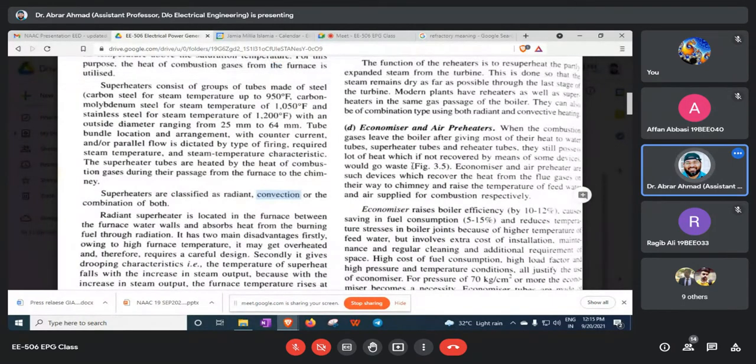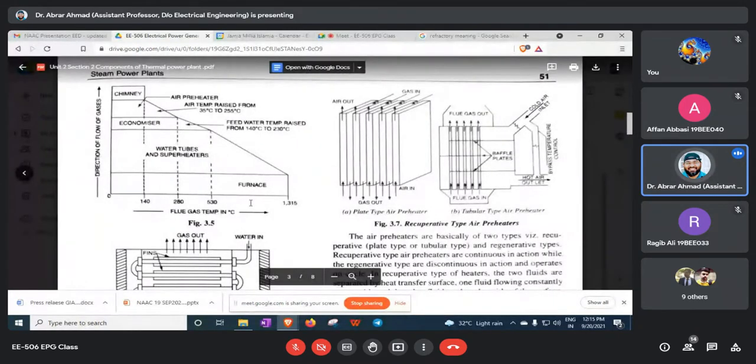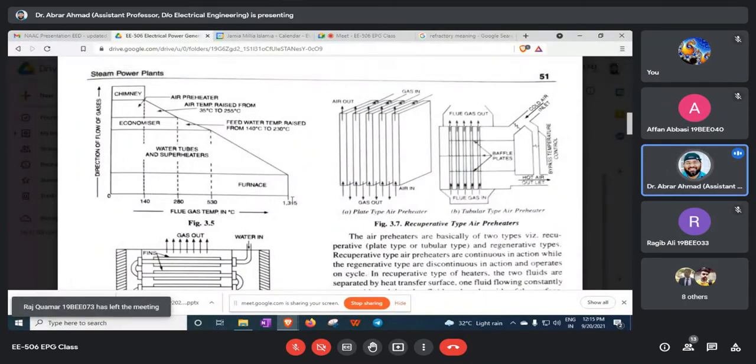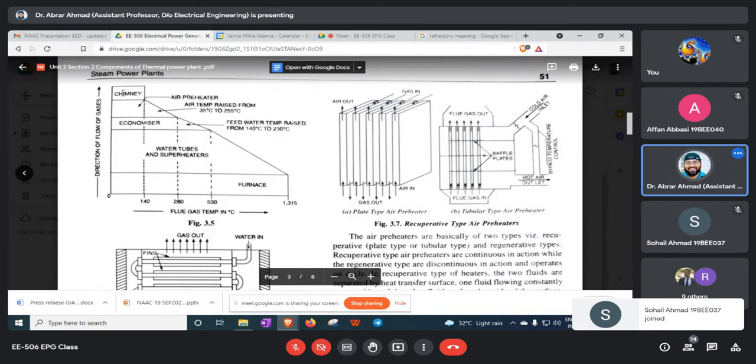So as figure 3.5 shows, you can see that the furnace temperature is 0 to 140, 280, 530 and 1350. This is the furnace temperature. And then the direction of flow of gas is up the chimney. It is also a very hot chimney, but the chimney is something which is exhausted. We are not able to use the heat once it goes into the chimney.